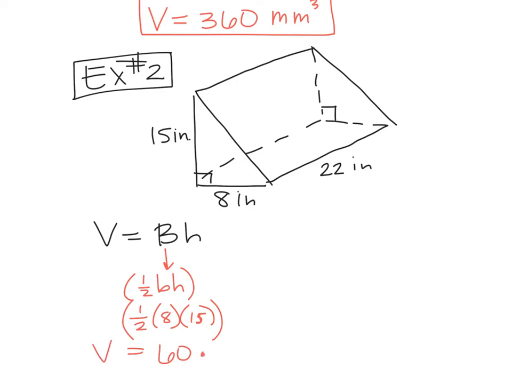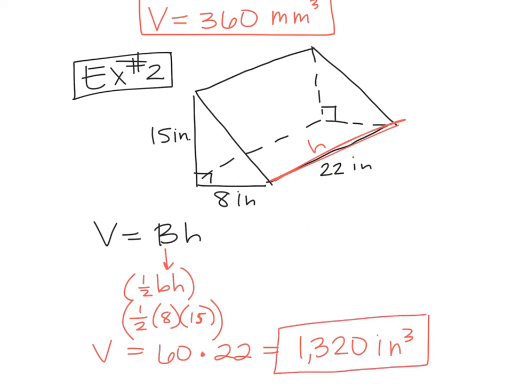Okay, so your volume is 60 times H. What is H? That's the 22, right? So it's the distance between the 2 triangles. So this one is your H. So that's 22. So you do 60 times 22, and that comes out to 1,320. And then you label it inches cubed.